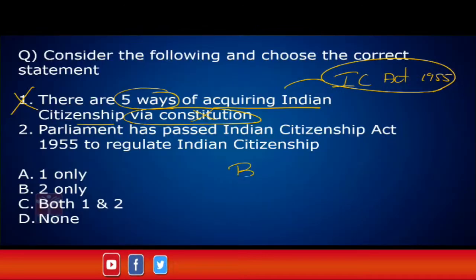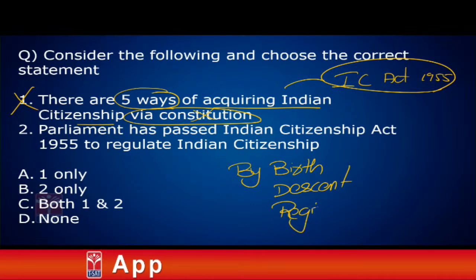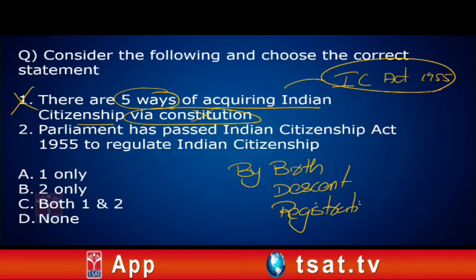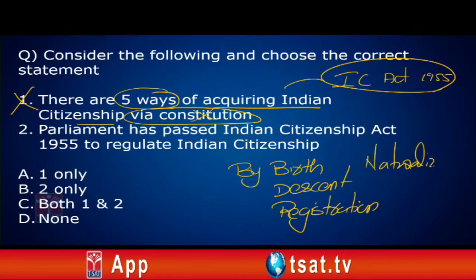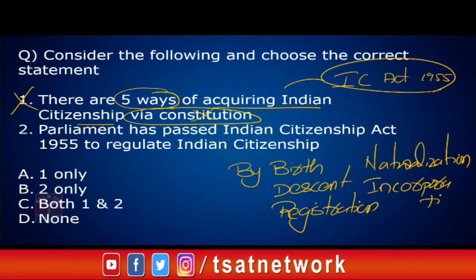They are by birth, by descent, by registration, by naturalization, and by incorporation. By incorporation. So, these are the 5 ways.